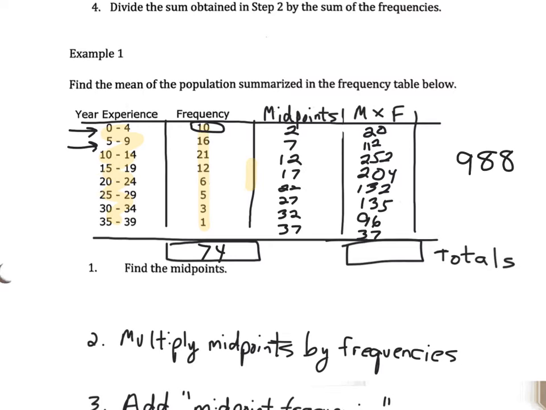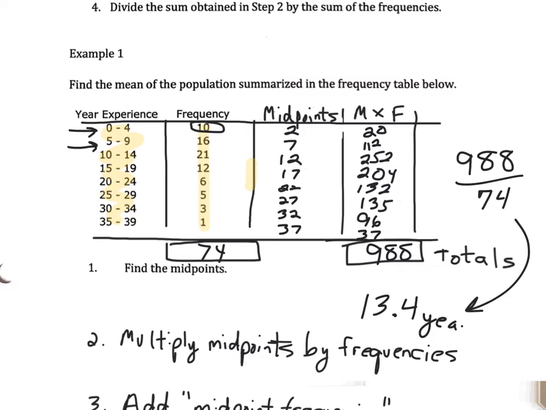So again, finding the mean, we've essentially added the value of all the data points together, got a sum, and now we have to divide by the number of data points, which is 74. And our estimated mean is 13.35. I'm going to round that to 13.4. One place after the decimal, more than the data set itself, which is whole numbers. So 13.4 years is the estimated mean of this frequency distribution.